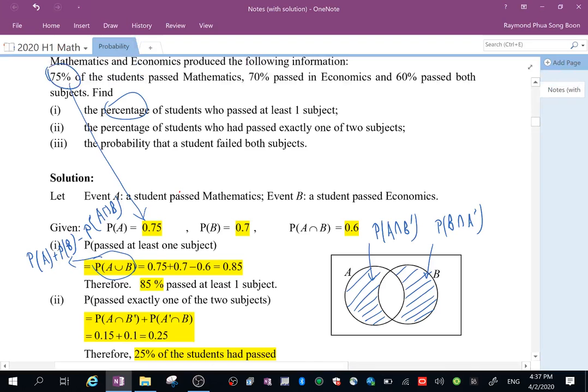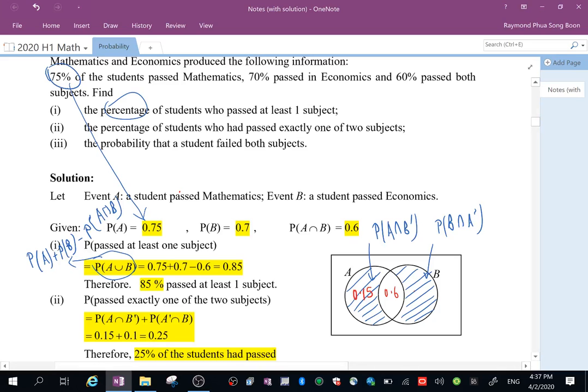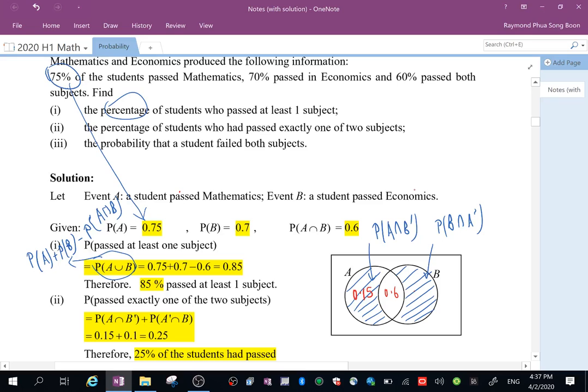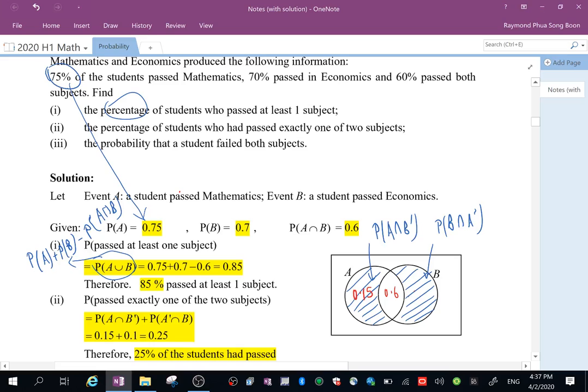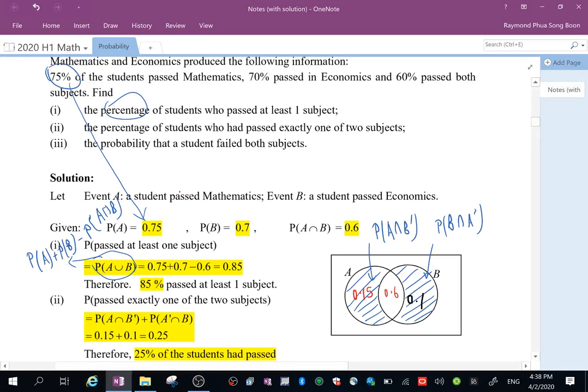So we know that A intersect B is 0.6, and P(A) is 0.75, so therefore this part will be 0.15. And P(B), the whole thing is 0.7, so 0.7 minus 0.6, so this part will be a probability of 0.1. Okay, because it is 0.7 minus 0.6, so that will be 0.1. So therefore, when we add both of them together, you'll get 0.25, probability of 0.25. In terms of percentage, there will be 25% of the students that pass exactly one of the two subjects.